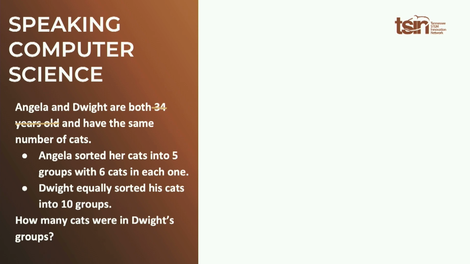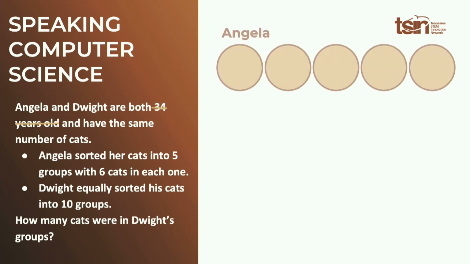Next, let's go ahead and, again, decompose our word problem into those 2 steps. And let's focus on the first part. So Angela and Dwight have the same number of cats. Angela sorted her cats into 5 groups with 6 cats in each one. We can draw that picture to represent Angela's groups.